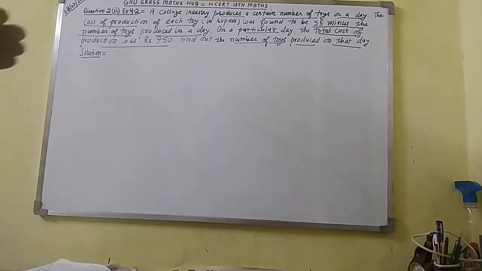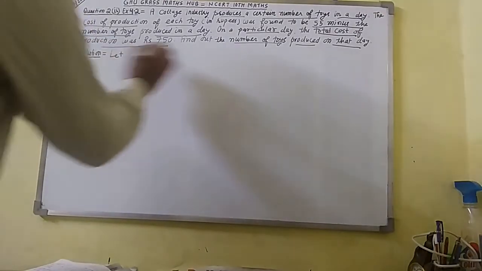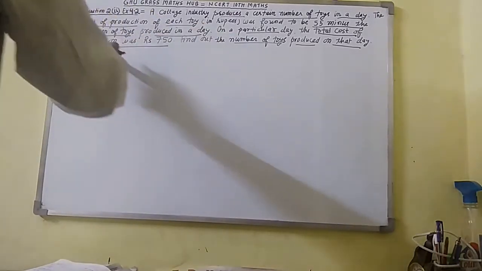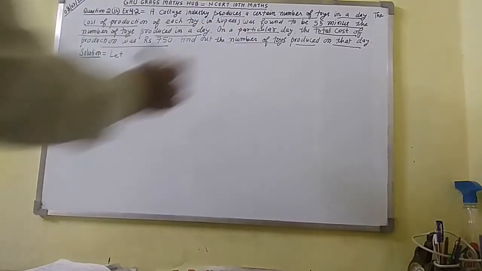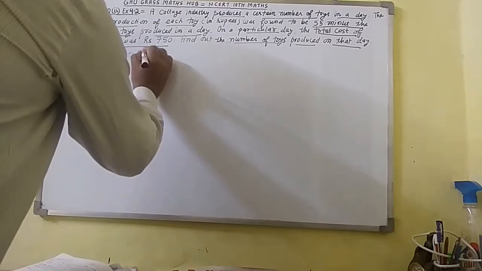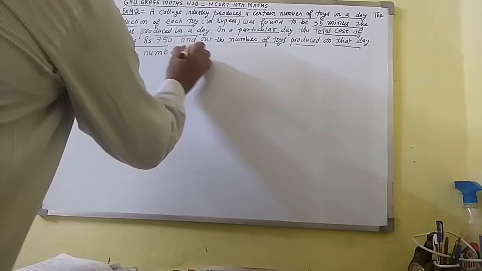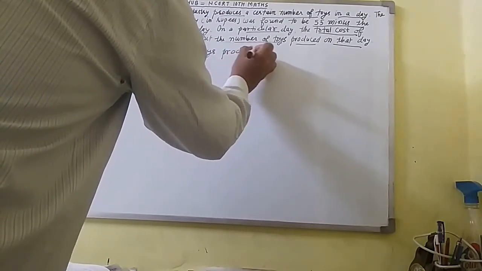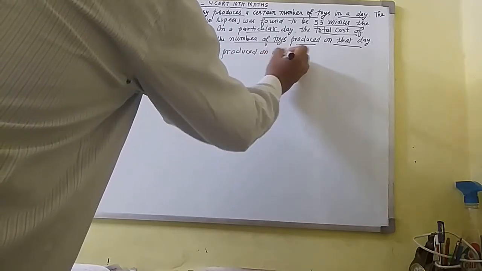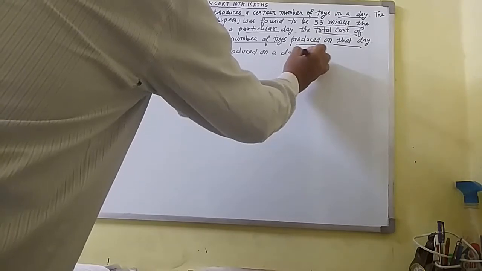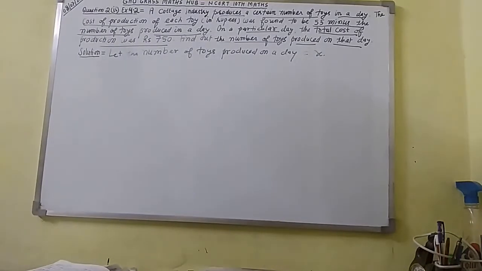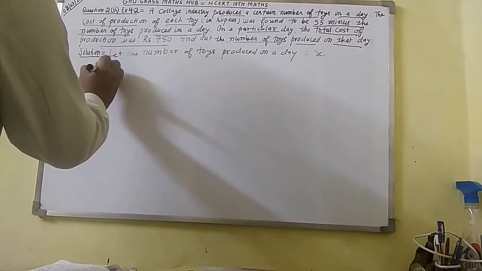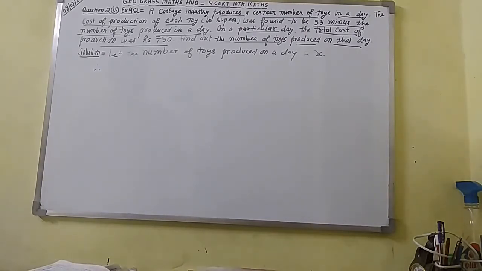Now come to the solution. Let the number of toys produced on a day be equal to X. Therefore, on one day, the number of toys produced is equal to X.